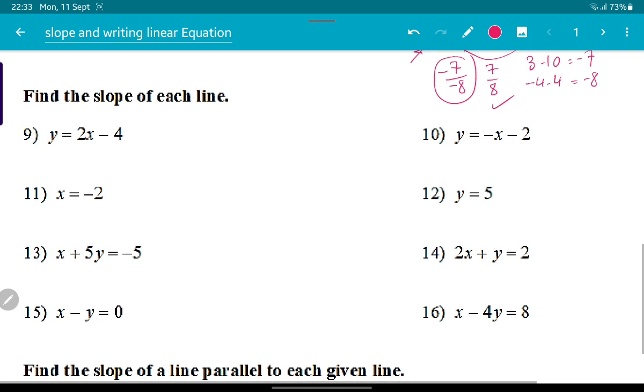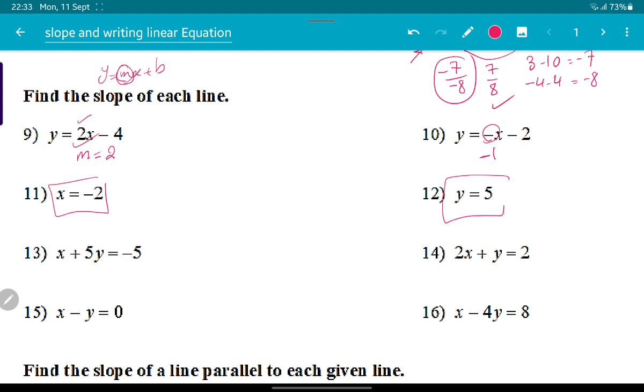Third type, if you have the slope form, this is called the slope form, y equals mx plus b or plus c. The coefficient of x is the slope. We divide this by the coefficient of y. If we don't have any coefficient of y, then this is the slope. So m here is 2. So the slope is 2. The slope here is this number, which is negative 1.